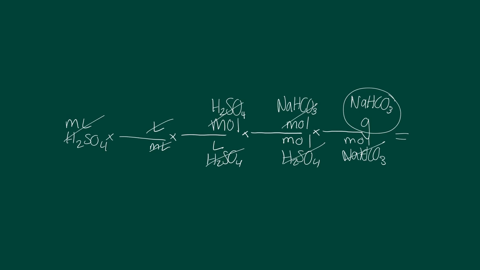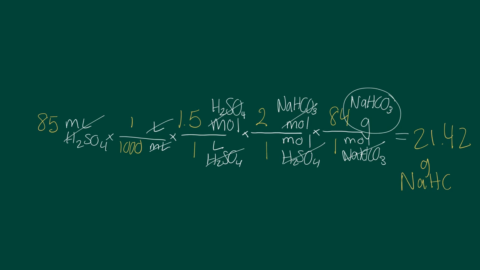After you have the steps written for you, now let's fill in the numbers. We started with 85 milliliters of sulfuric acid. And you know that there are 1,000 milliliters in 1 liter. There is also 1.5 moles of sulfuric acid in 1 liter, and 1 mole of sulfuric acid for every 2 moles of sodium bicarbonate. And there's 84 grams of sodium bicarbonate in every mole. Once you multiply that out, you get 21.42 grams of sodium bicarbonate.